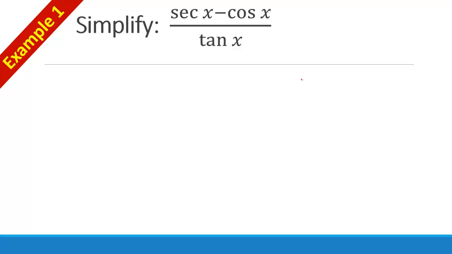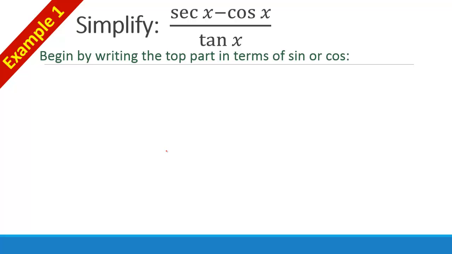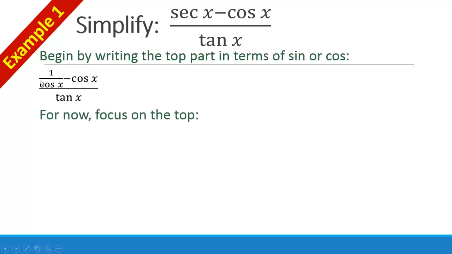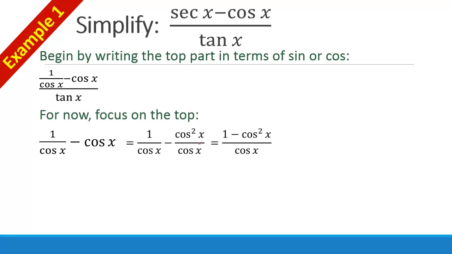All right, so let's look at our first example. We need to simplify secant of x minus cosine of x, all over tangent of x. So the first thing I would do is look at the top part and write it in terms of sine or cosine. We already have a cosine there, so let's focus on changing that secant of x to 1 over cosine of x. And then, again focusing on the top, I would make it so that they have a common denominator. So 1 over cosine of x minus cosine squared of x over cosine of x.